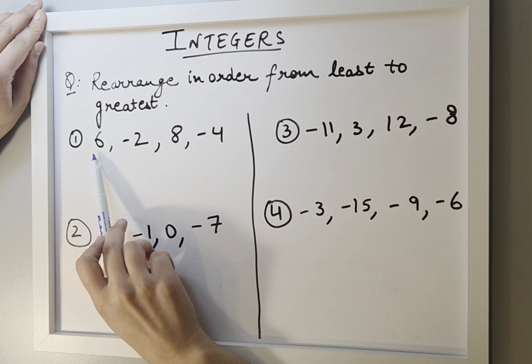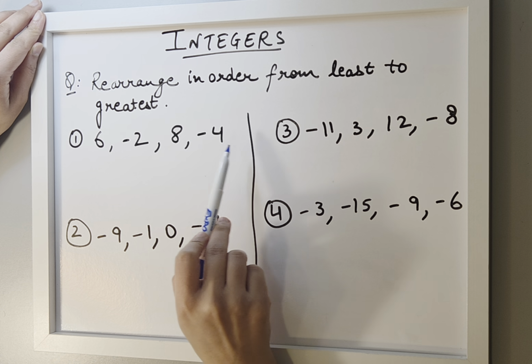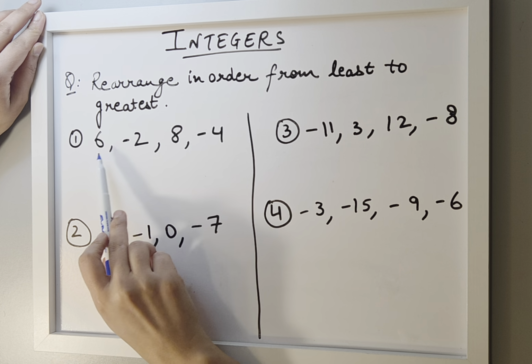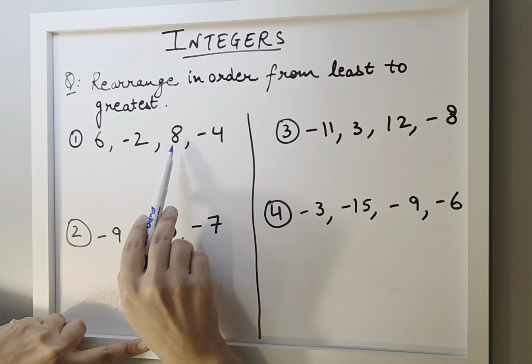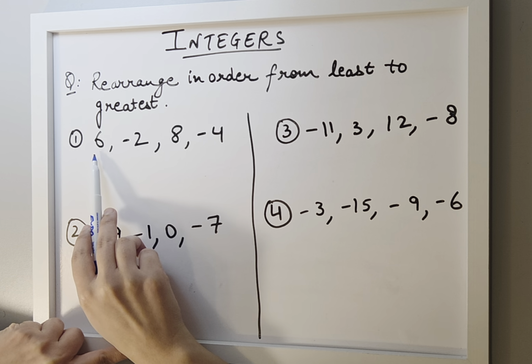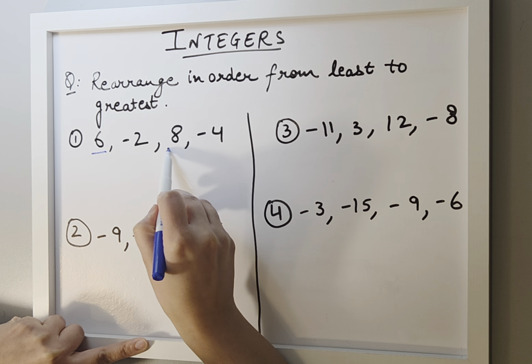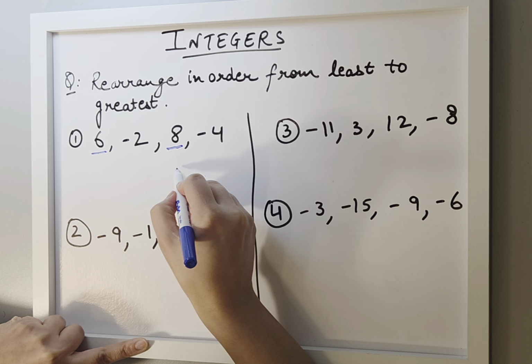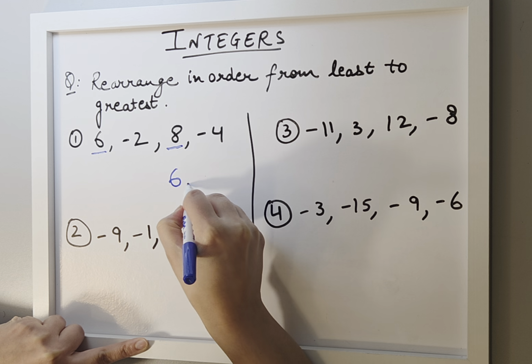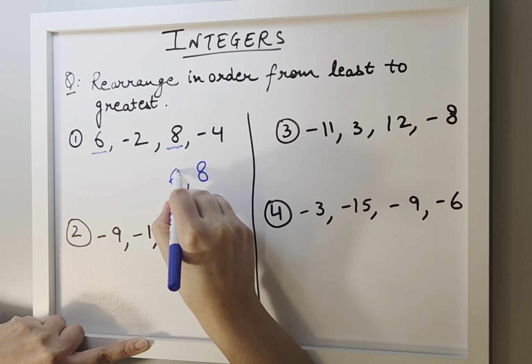So we have 4 numbers here. Positive, negative, positive, and negative. So there are 2 positive numbers. We know positive numbers are greater than the negative numbers. So 6 and 8. And out of 6 and 8, we can say 6 is smaller and 8 will be greater than 6.